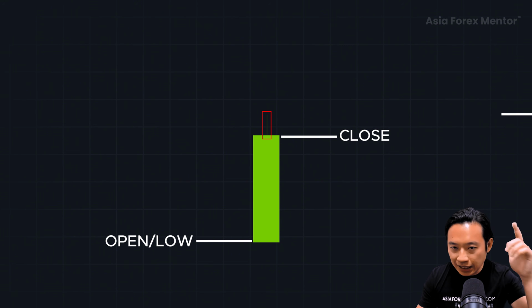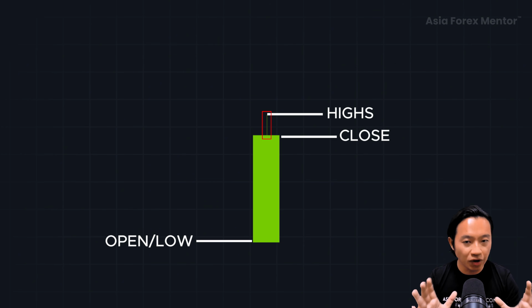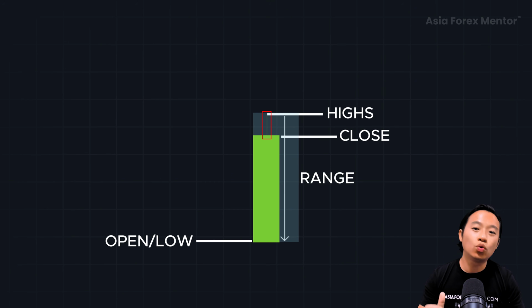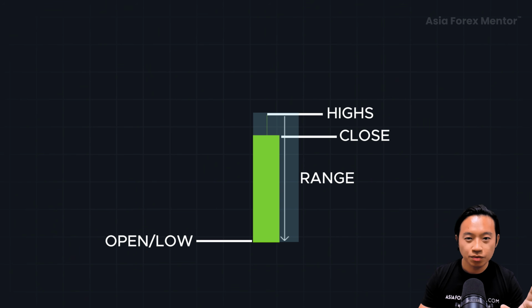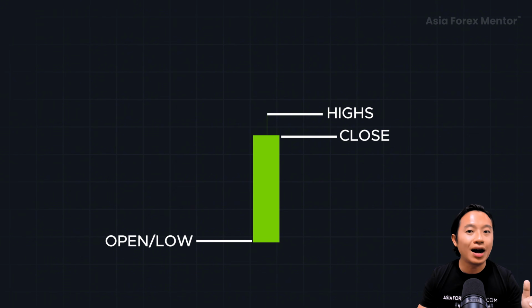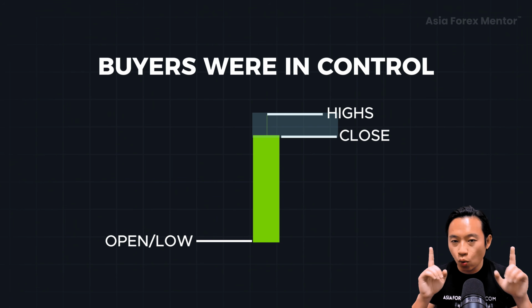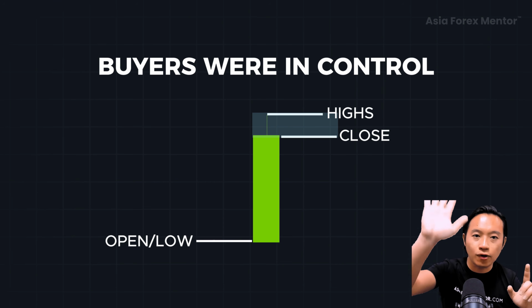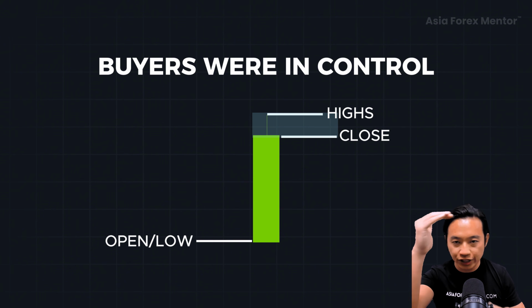Price closed near the highs of the range. Now, what exactly is the range? To put it simply, the range is the distance between the highs and the lows of the candlestick. So if you look at this candle, you'll see that the price closed near the highs of the range, meaning that it ended closer to the top of the candlestick movement. Since price closed near the highs, what does it mean? It means that the buyers were in control as they pushed the price up and managed to keep it near the highest point of the range during that period of time.